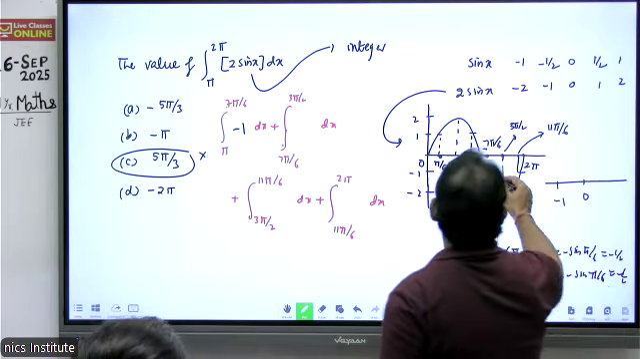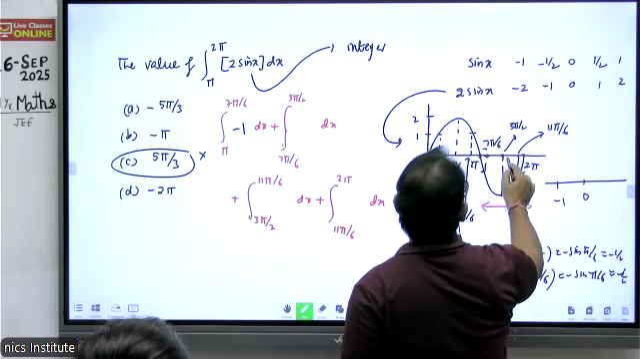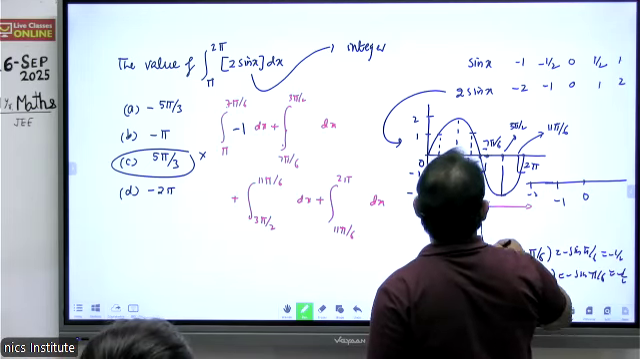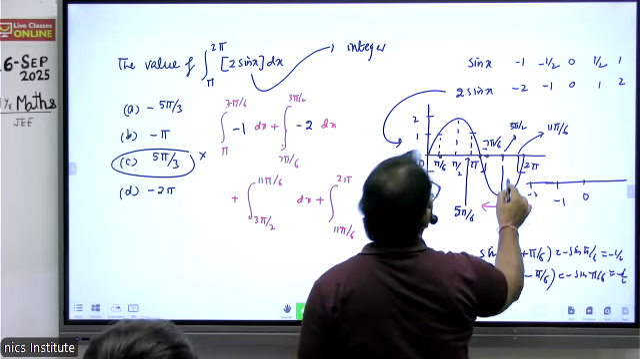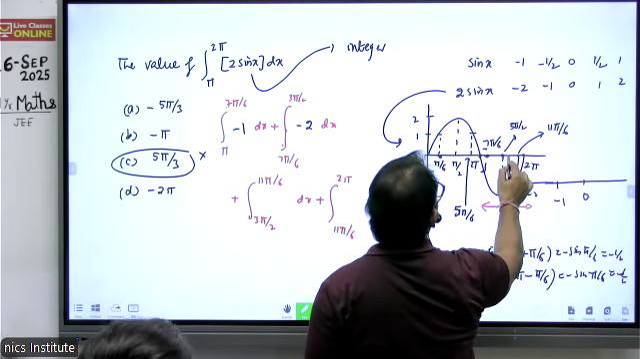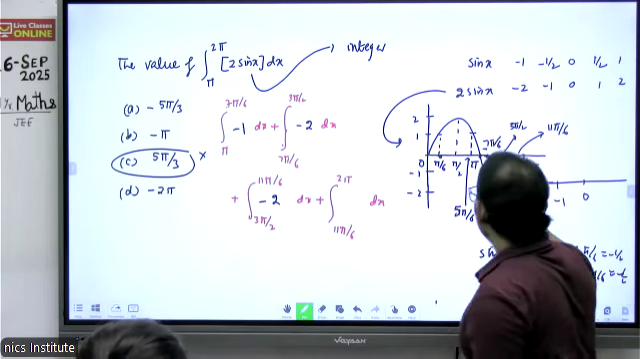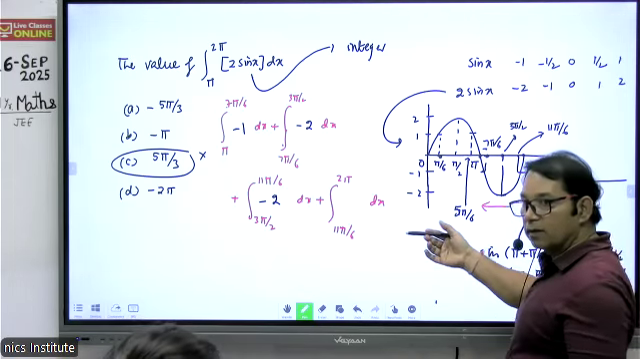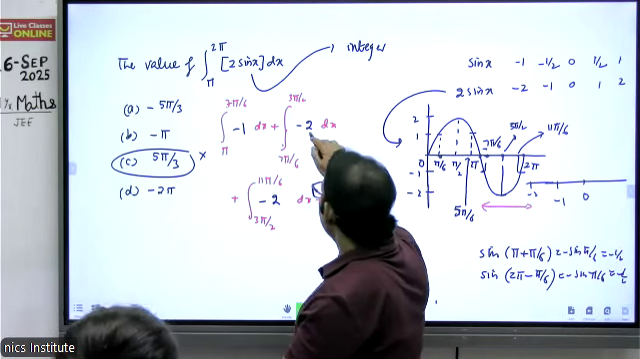From here to here, 7 pi by 6 to 3 pi by 2, this will be minus 2. So the smaller integer would be minus 2. So this is minus 2. What about from this to this? This is again minus 2, because 3 pi by 2 is minus 2 and 11 pi by 6 is minus 1. So the smaller is minus 2.